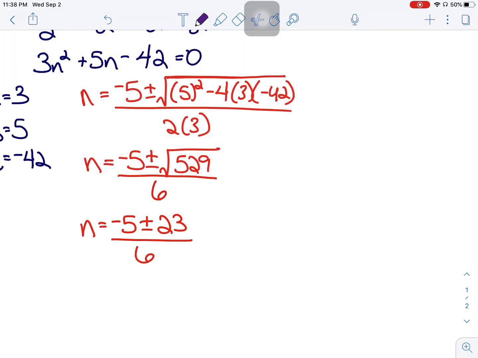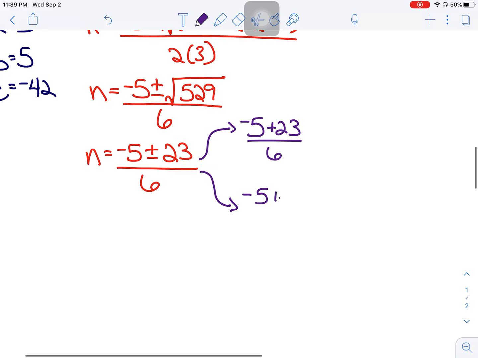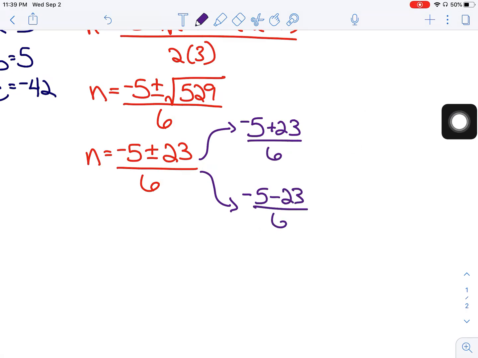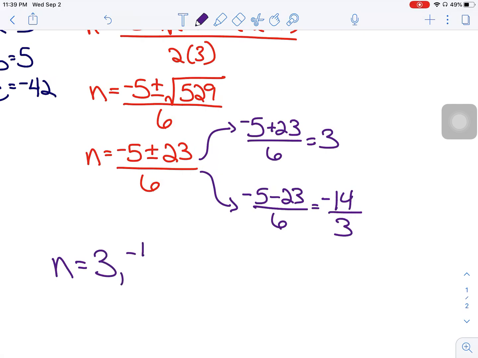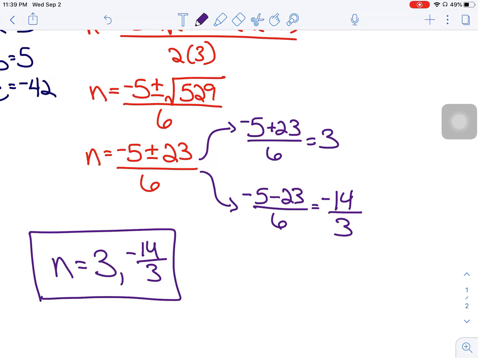So depending on how you want to do this, for me visually, I just split this into two separate fractions so that I can simplify each one separately and make sure I end up with all of the answers I'm supposed to have. So that was the positive up on top. I'm going to put the negative on the bottom. So 23 over 6. All right. Negative 5 plus 23 divided by 6 is 3. Let's see, negative 5 minus 23. Now that's going to turn into a fraction, or technically it turns into a decimal, whichever way you want to phrase it. I tend to leave my answers as fractions and just reduce them. So n is equal to 3 or negative 14 over 3. Either one of those is appropriate.